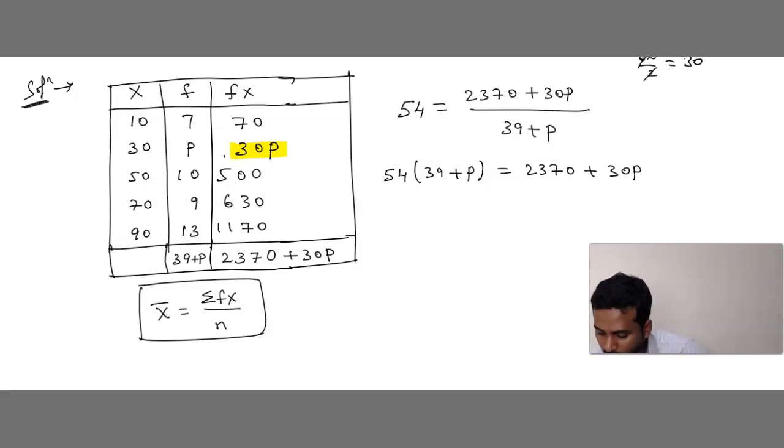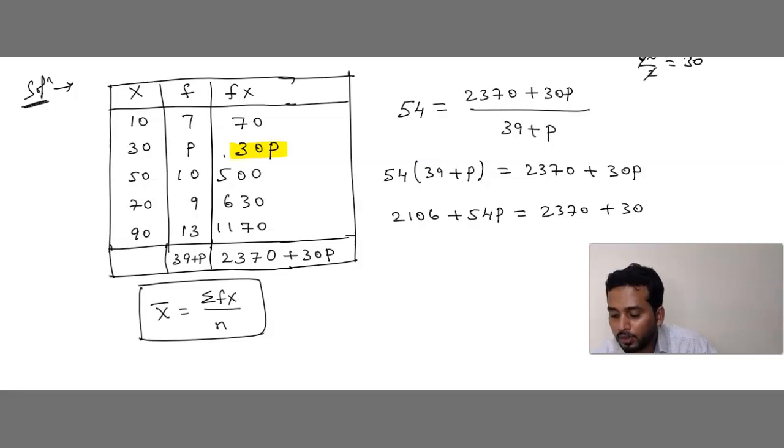54 into 39. 54 into 39, how much does it come to, children? That is 2106. 54 into 39, if you multiply, we get 2106 plus 54p is equal to 2370 plus 30p.